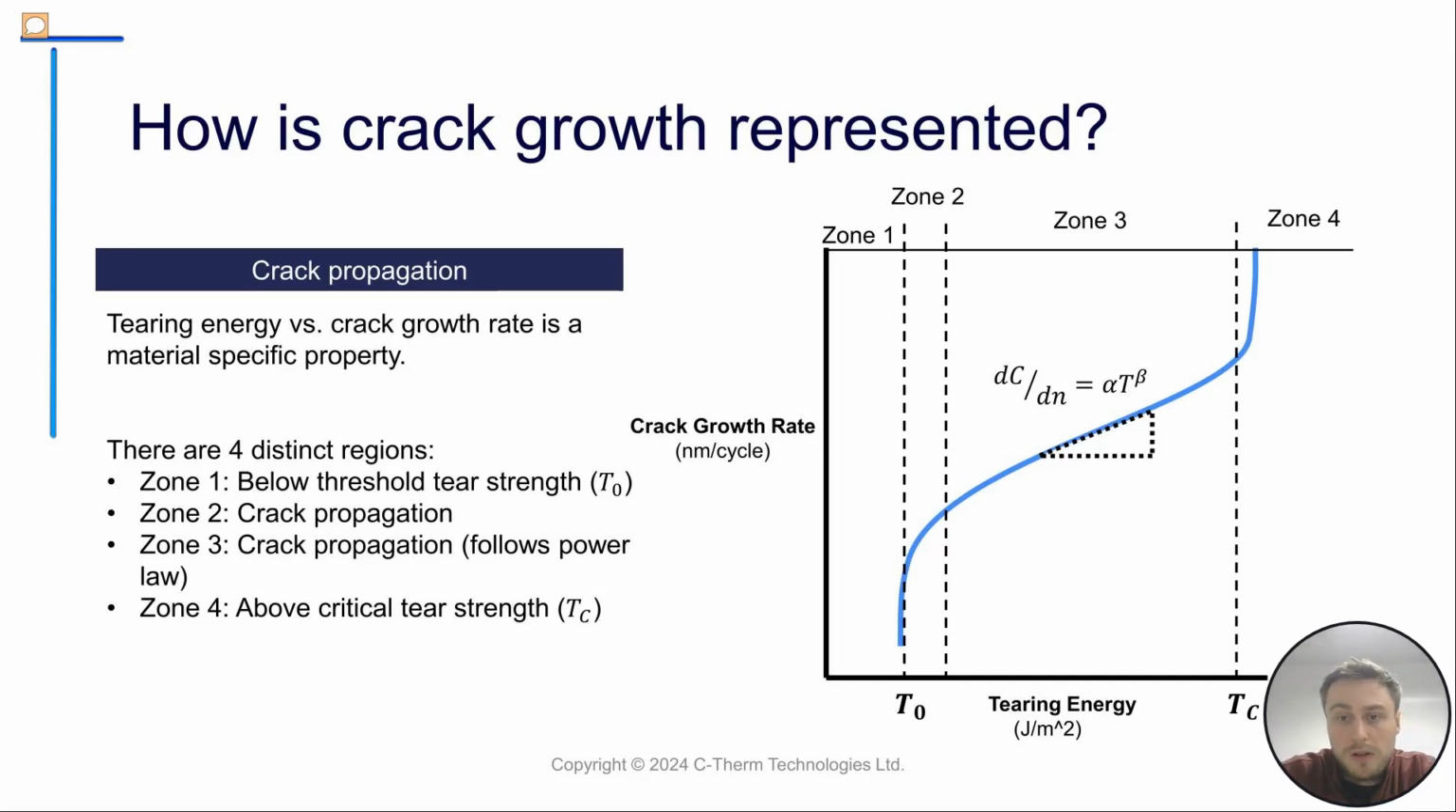And finally, zone 4, this is where we get above the critical tear strength, and the crack will quickly propagate to an unstable length. You never really want to operate in this zone. This is bad news bears. So yeah, stay away from zone 4, I guess is the takeaway from that.